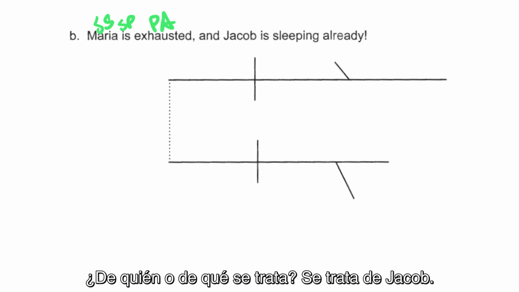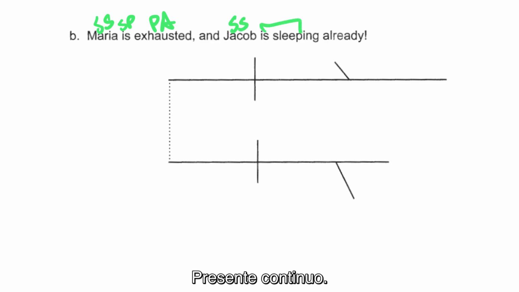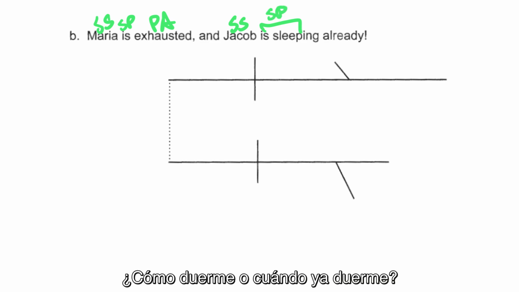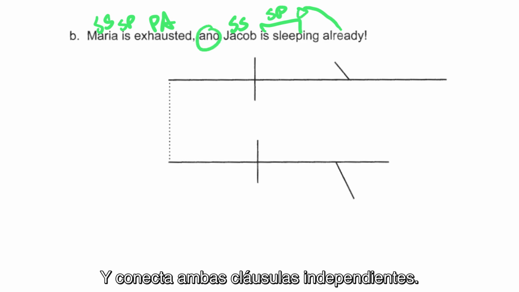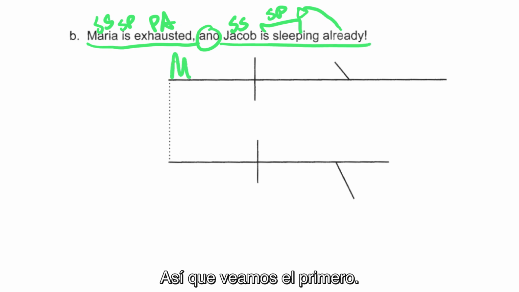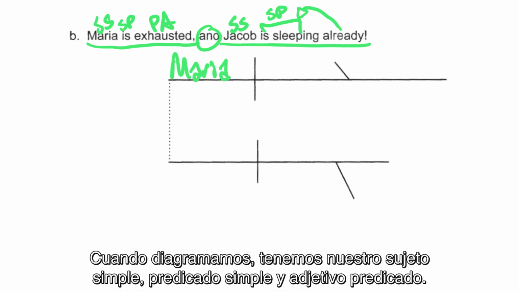Jacob is sleeping already. Who or what is this about? It's about Jacob. What is he doing? Is sleeping. Present continuous tense. How is he sleeping? Or when is he sleeping? Already. And connects both of these independent clauses. So let's look at the first one. When we diagram, we have our simple subject, simple predicate, predicate adjective.